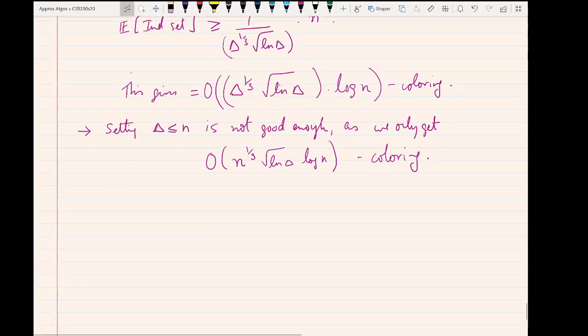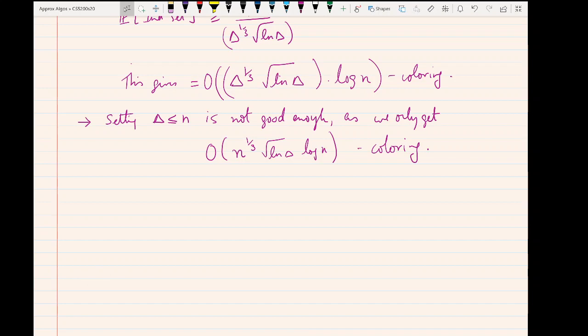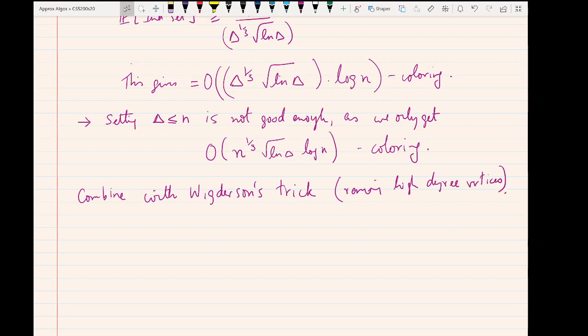And the trick to do that is to combine this with Wigderson's trick that you had seen before. Okay, that is, you remove the high degree vertex in the graph over some threshold delta and color that and its neighbors using 3 colors. Repeat until you have only low degree vertices in the graph. Okay, and on the low degree vertices, you actually use this algorithm, which gives a good guarantee, right? So at what point do you stop and call it low degree? Well, that's the trade-off that we need to fix.